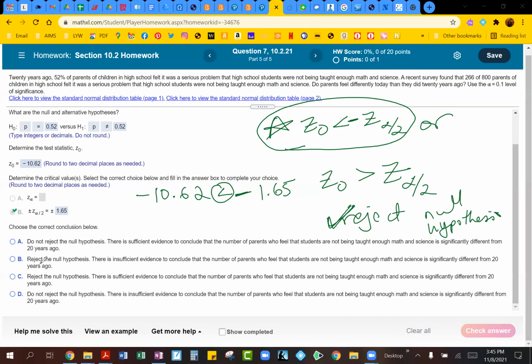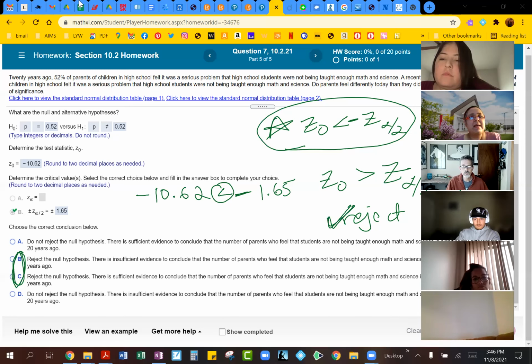So now you are choosing between, okay, if I'm rejecting the null hypothesis, then I am looking at these 2 options over here. You've got, there is insufficient evidence to conclude that the number of parents who feel that the students are not being taught enough math and science is significantly different from 20 years ago, or there is sufficient evidence that the number of parents who feel that students are not being taught math and science is different.